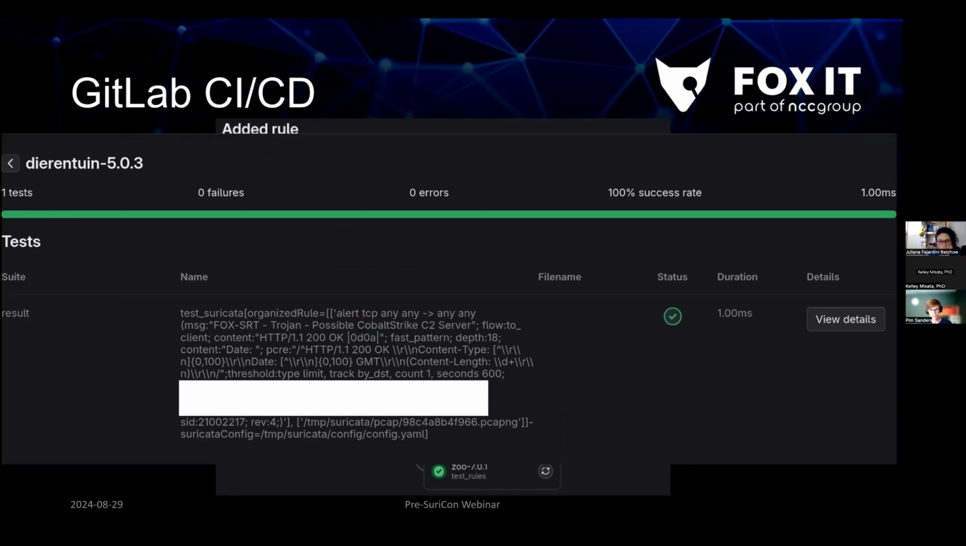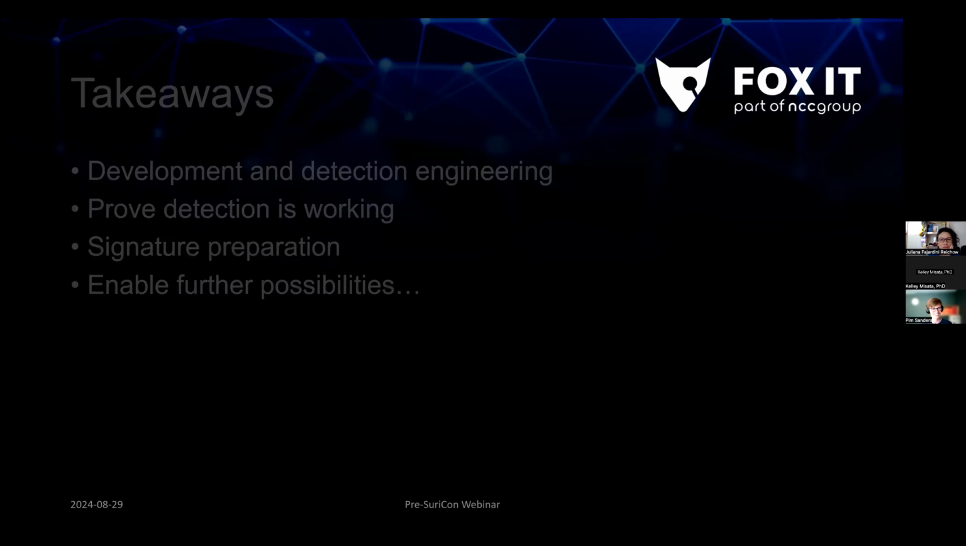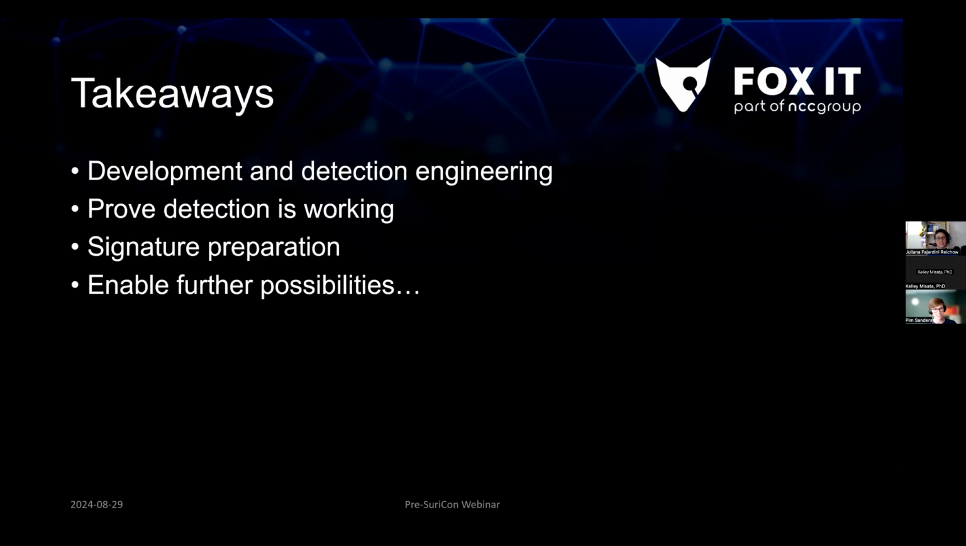I'm going way too fast. The main takeaways of Dierentuin and Zoo are that development and detection engineering have some similarities. So the testing of products you make should be comparable as well. So we can use CI/CD to test detection signatures to make sure everything is working as expected, to prove detection is working.